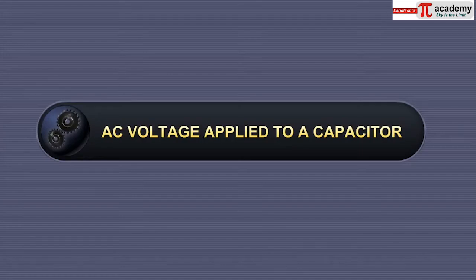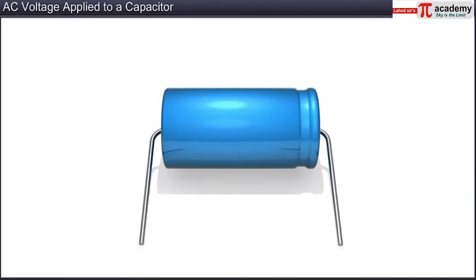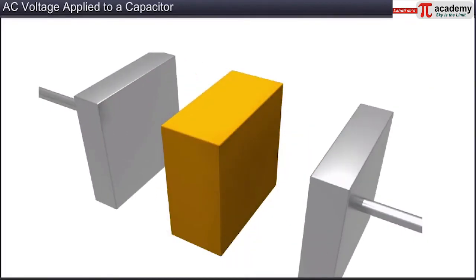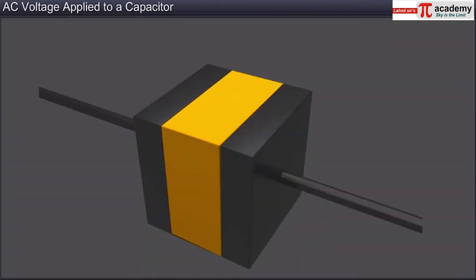In this module, we will learn about capacitors and AC voltage applied to the capacitors. A capacitor is a device that can store a charge. A simple capacitor consists of two conducting plates separated by an insulating material called a dielectric.